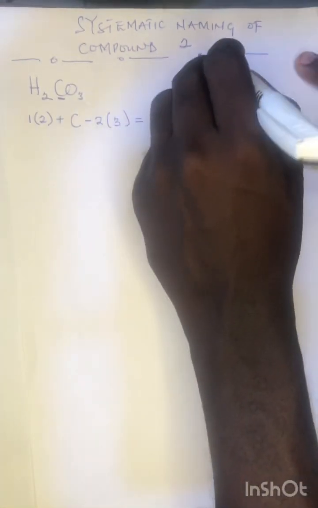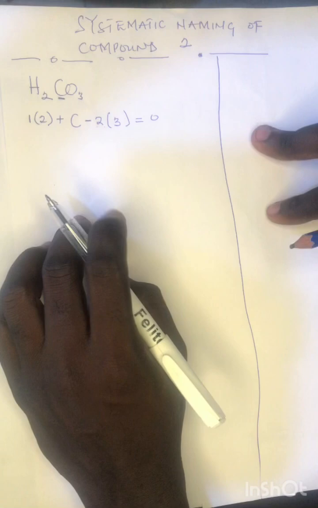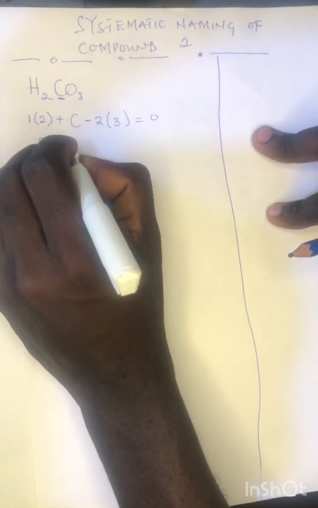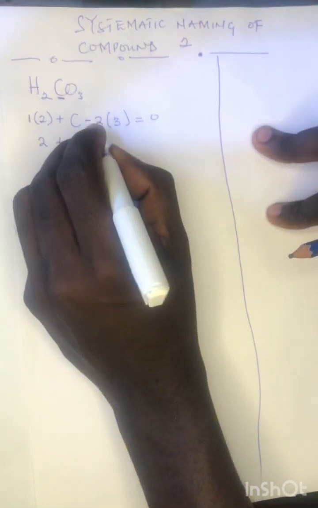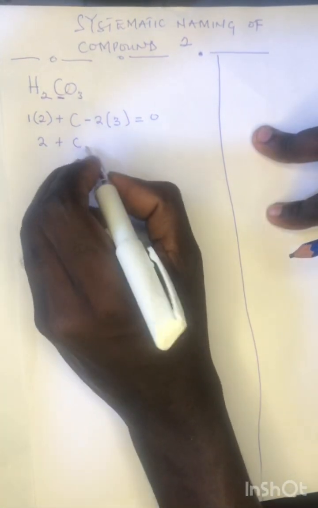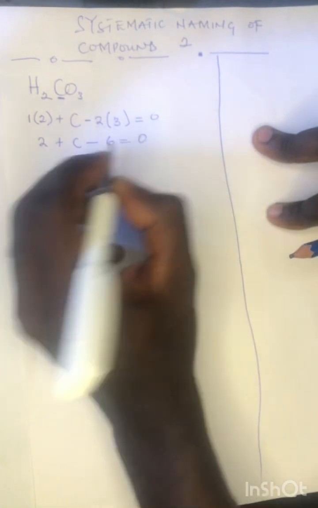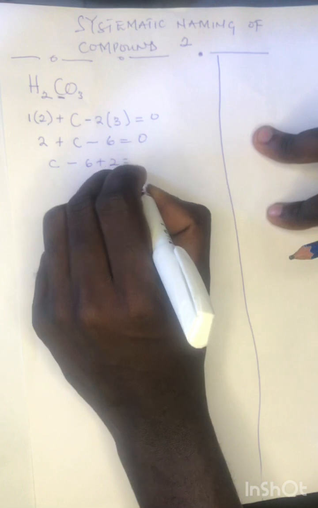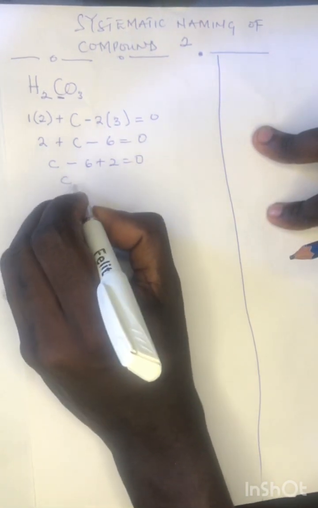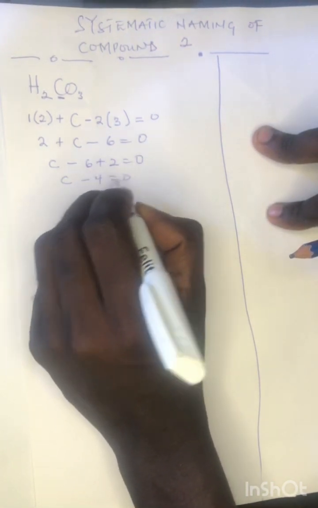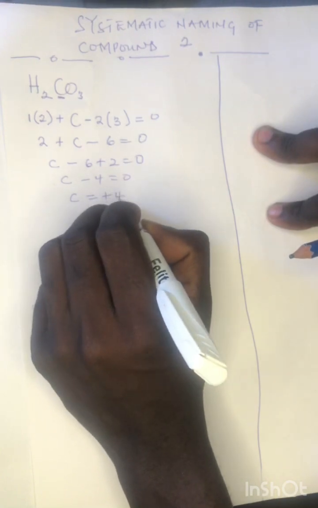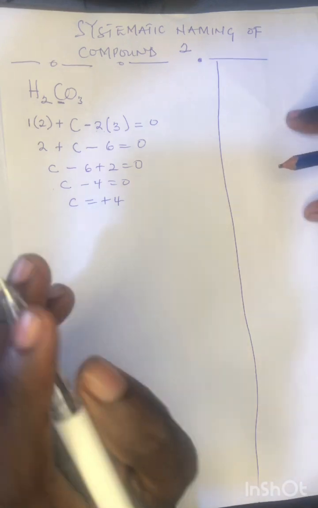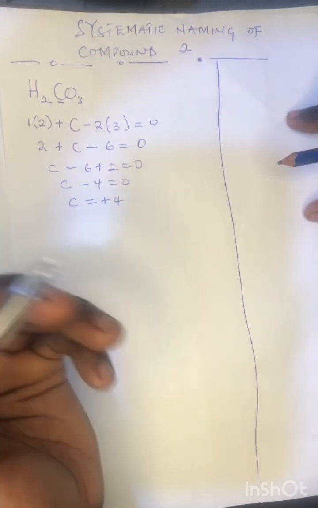We said this in my previous video. Now, 1 times 2 is 2 plus C. When -2 and 3 multiply, we get -6. This should give us 0. So when I group like terms, I get C minus 6 plus 2 is equal to 0. So C here will give us -4 is equal to 0. So C here is plus 4. That is the oxidation number of carbon. Good. Now, how do I write this one systematically?